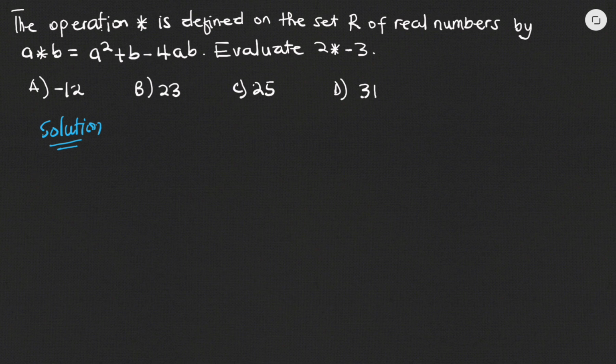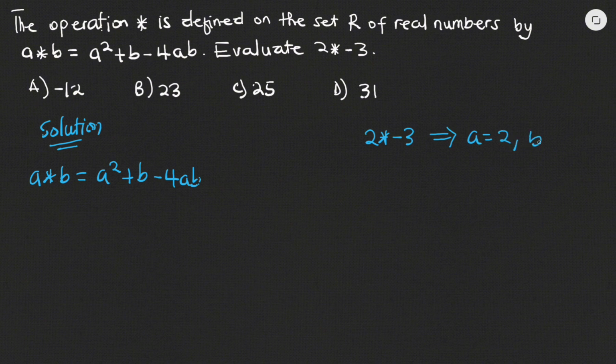So by definition, A operation B is equal to A squared plus B minus 4AB. Okay, so this is what we were given, and we're asked to evaluate 2 operation negative 3. This tells me that the value of A, the first number over here, is 2, and then my B is equal to negative 3. So now that I know my A is 2 and my B is equal to negative 3, I just substitute them into this definition and solve to get my answer.